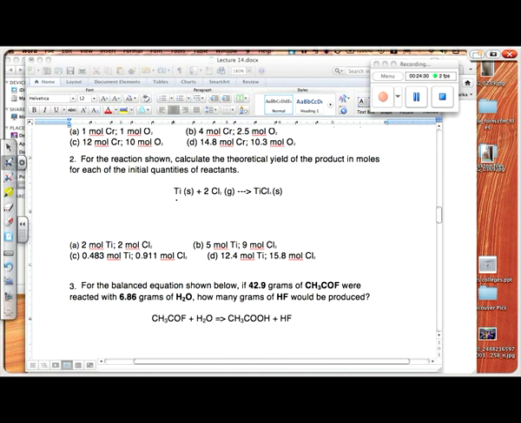Okay, 2 moles of titanium and then 2 moles of chlorine. So 2 divided by 1 versus 2 divided by 2. 2 divided by 1 is 2. 2 divided by 2 is 1. So this is my limiting reactant in A. B, 5 moles of titanium versus 9 moles of chlorine. 5 divided by 1 is 5. 9 divided by 2 is 4.5. So chlorine again is the limiting reactant. I would use the 9.